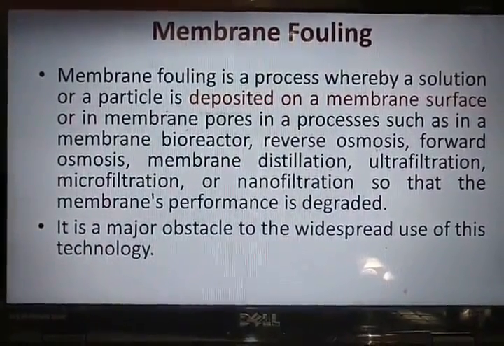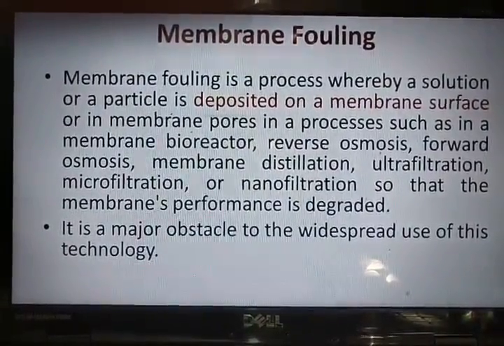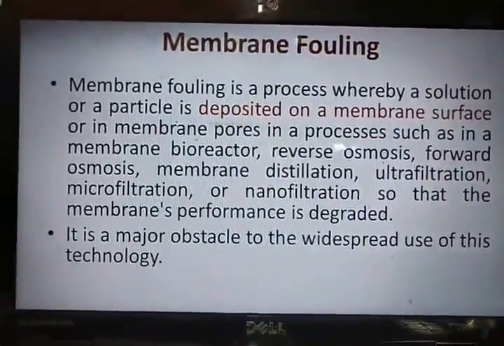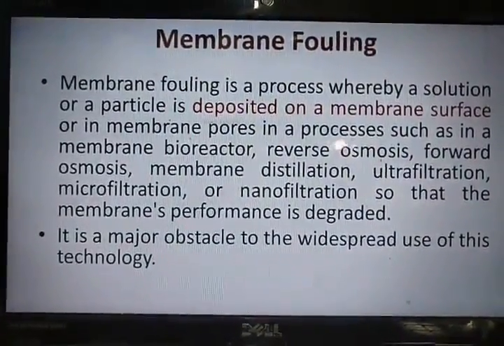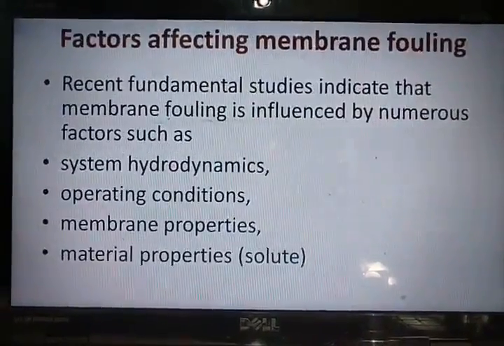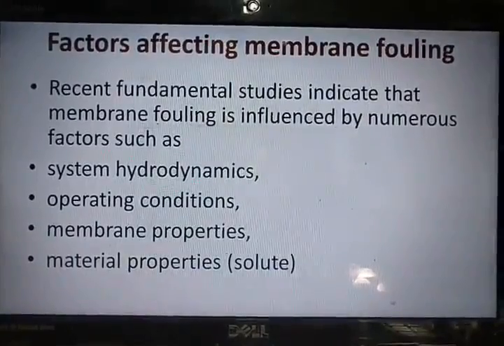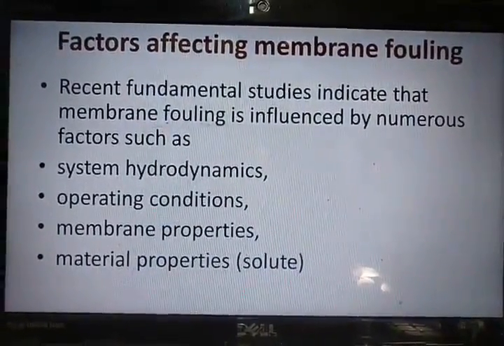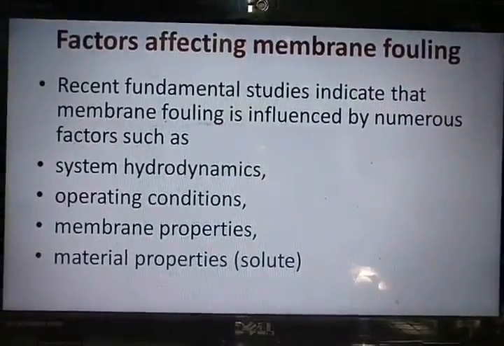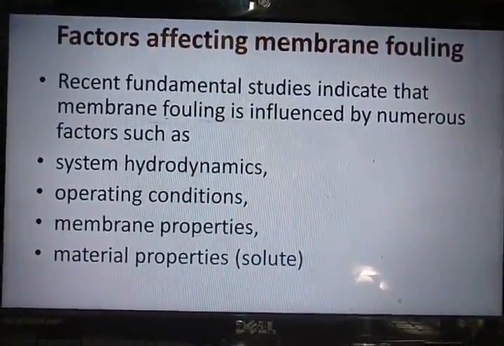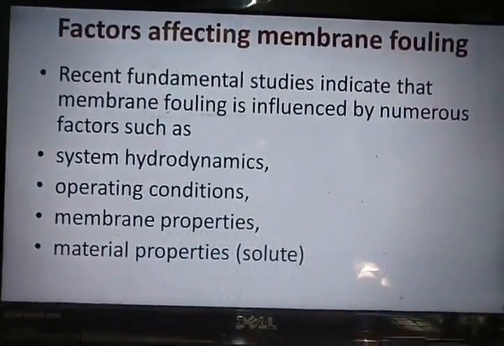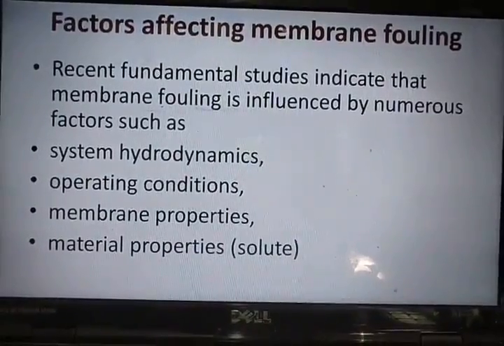This is for obvious reasons: membranes are packed very closely and water has to pass through the different layers, so naturally there will be some deposition onto the membranes, leading to fouling. And what are the factors which affect the fouling? Basically these are divided into four types: system hydrodynamics, the operating conditions, the membrane properties, and the material properties. So it mainly depends on these parameters.